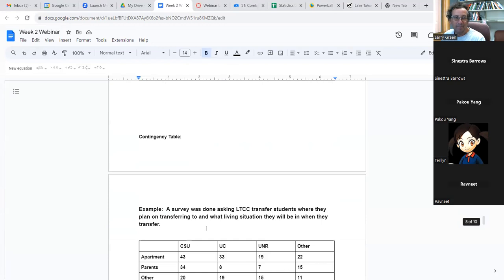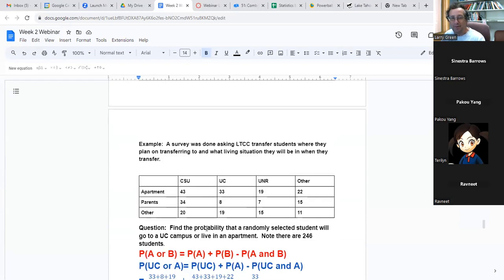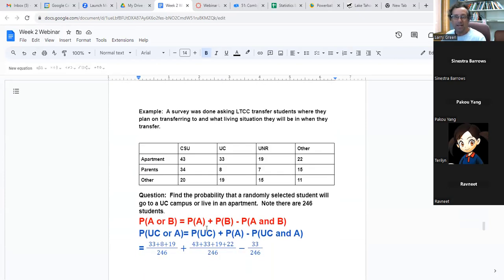All right. Let me do an example with what's called a contingency table, and these happen a lot. So let's suppose a survey was done asking Lake Tahoe Community College transfer students where they plan on transferring to and what living situation they will be in when they transfer. And this is a table of the answers.